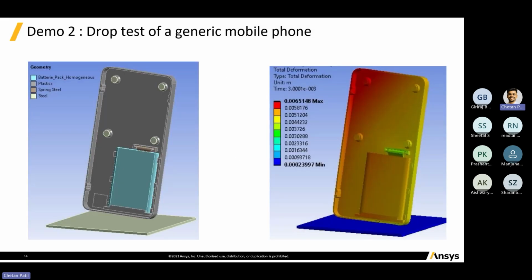Then the second demonstration that we are going to have is on the drop test of a generic mobile phone. We do have such a model available with us, and on such geometry we are going to run the simulation with manual conditions. We are not going to make use of the drop test wizard. The drop test wizard can be applied for this model as well, but we are not going to use it, and we'll see how this particular simulation can be solved without applying a drop test wizard.